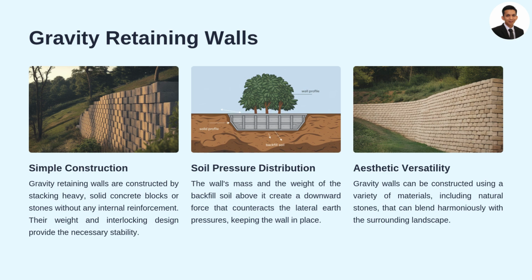Limitations: require significant space for the wide base, unsuitable for tight urban areas, and limited to low height applications due to their reliance on mass for stability. For example, small-scale gravity walls are commonly seen in landscaping, providing visual and functional support to garden terraces.